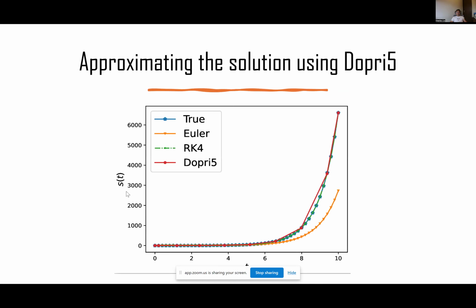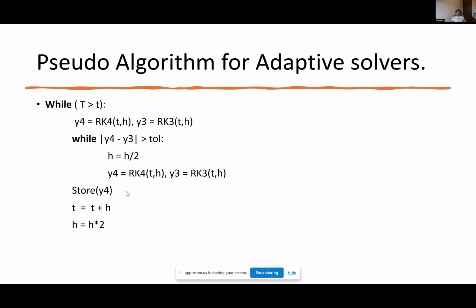The TOL means tolerable error or something like that. Yeah, tolerance error. It's like a hyperparameter. Yes. So when the error is bigger than the tolerance error, then you halve your step size. Yes, of the step size. Yes. Okay.